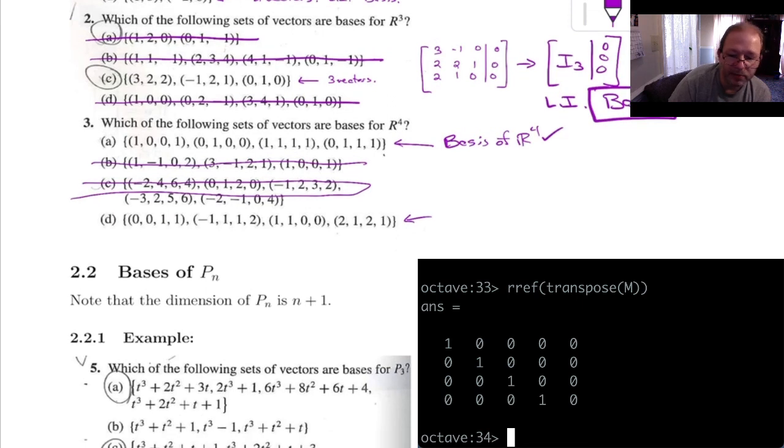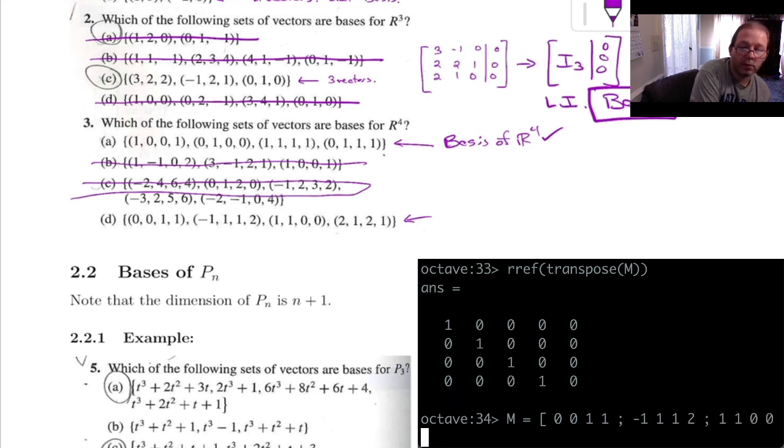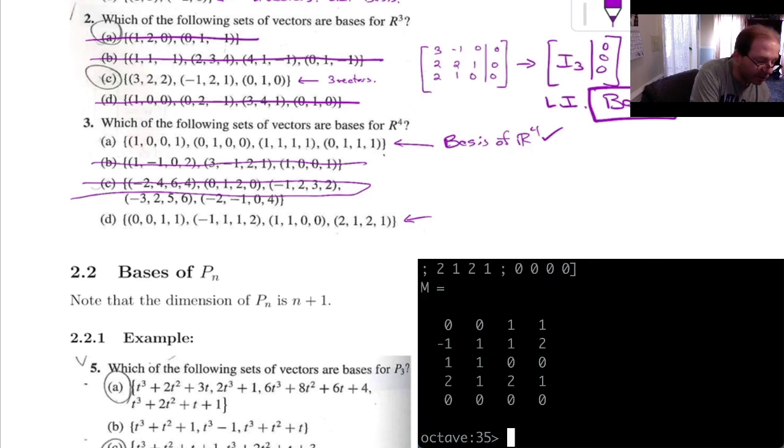And let's do the last one. I know this is getting a little long, but let's do it. I'm going to do the same thing. I'm going to enter the vector. Let's see, 0, 0, 1, 1. So again, that's the transpose of what I want.